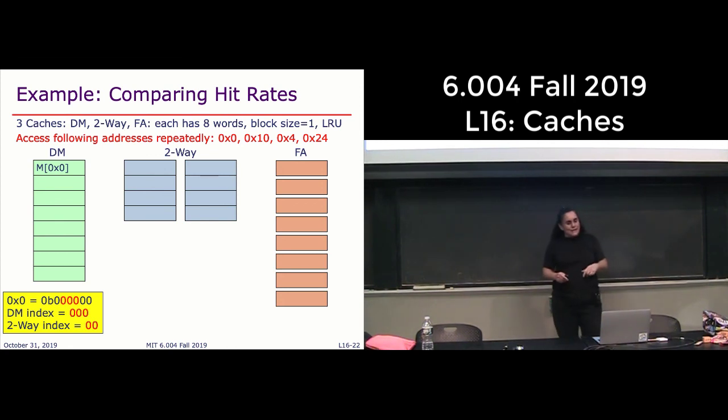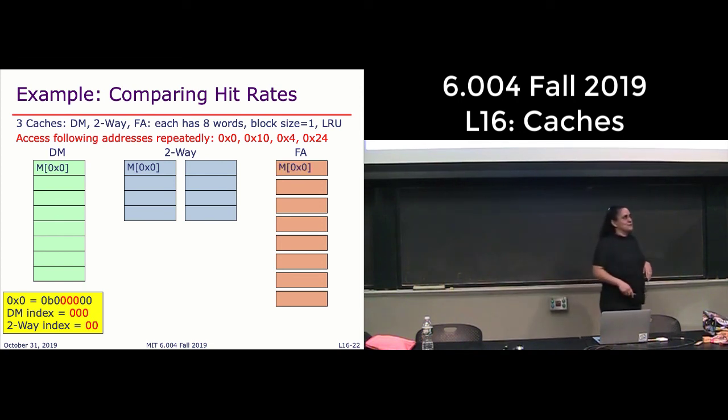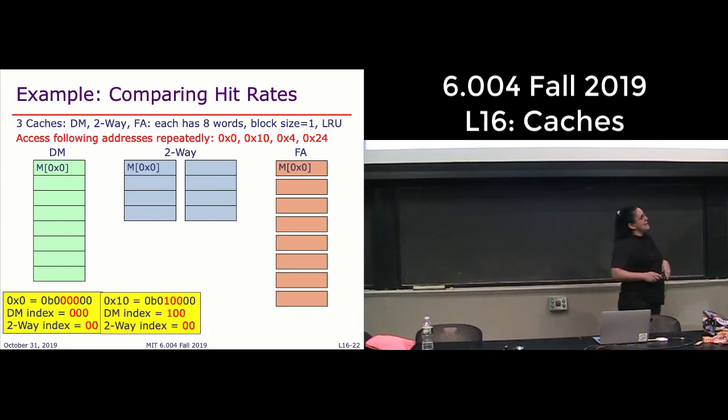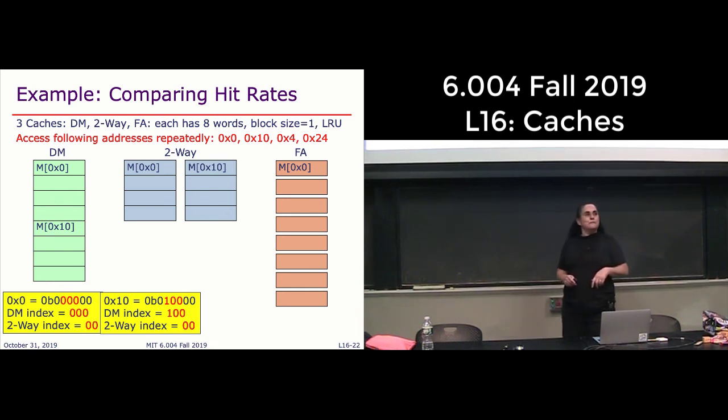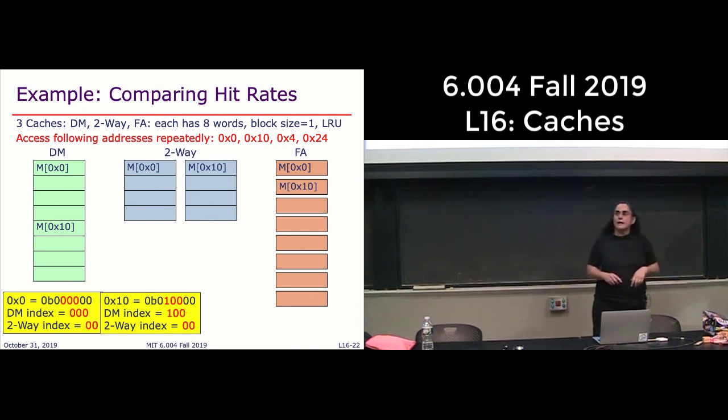I find that address 0 goes into index 0 in both the direct mapped and the 2-way, and in the fully associative it can go anywhere, so I'm just going to put it here. I do the same thing for the rest of the addresses, and I find that 10 goes in index 4 of my direct mapped cache, and in index 0 of my 2-way set associative. But because I have 2 ways, I don't have to get rid of the 0, even though they both map to index 0. And in my fully associative cache, I can just choose another location.